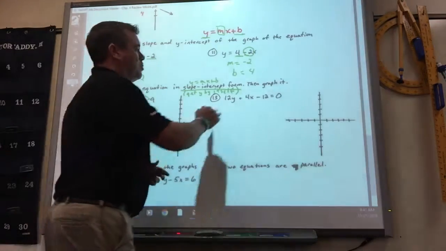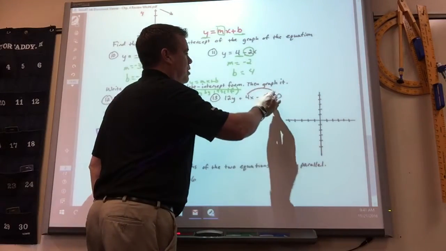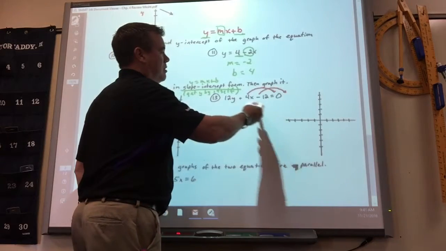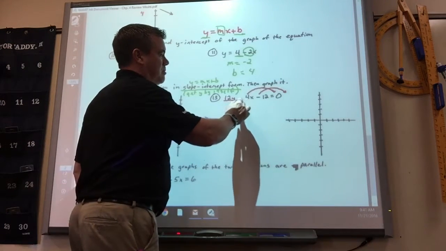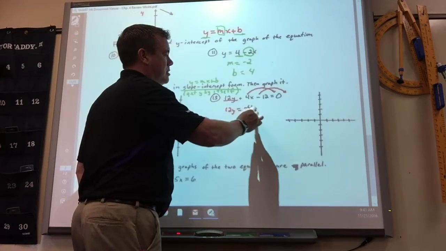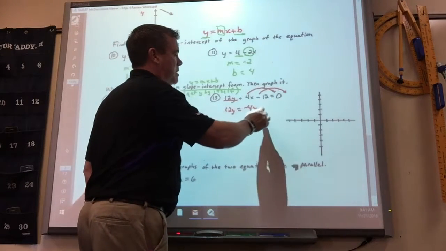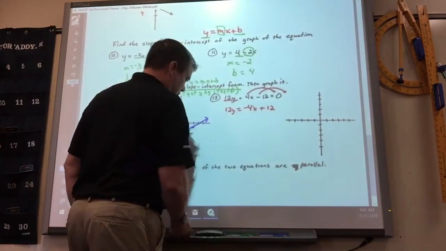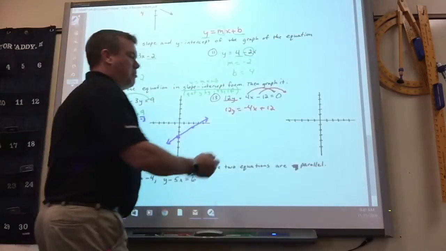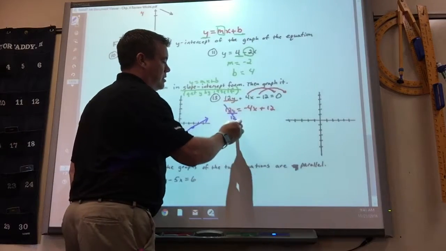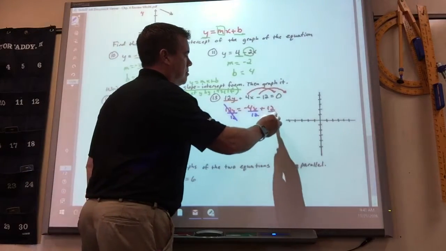We got to get it in slope-intercept form, so just move the 4x over and the negative 12 over. So this would stay there. This would change from positive to negative 4x. This would change from negative 12 to positive 12. Then you got to divide everything by 12 to get the y by itself.